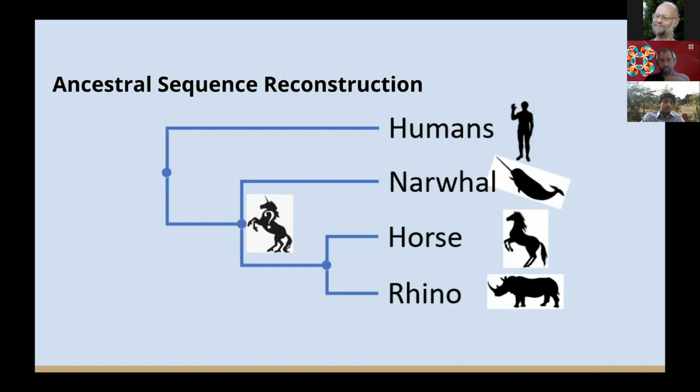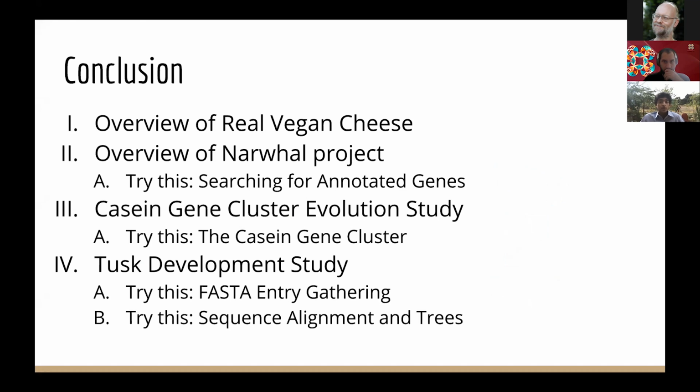But it's being done right now with these modern bioinformatics tools and whatnot. But yeah, in conclusion, we went over our two projects. We overviewed the projects, and we did 4 different demos on different bioinformatics tools that we're currently using. And at the same time, we went over our 2 different studies on the casein gene cluster and TOS development.